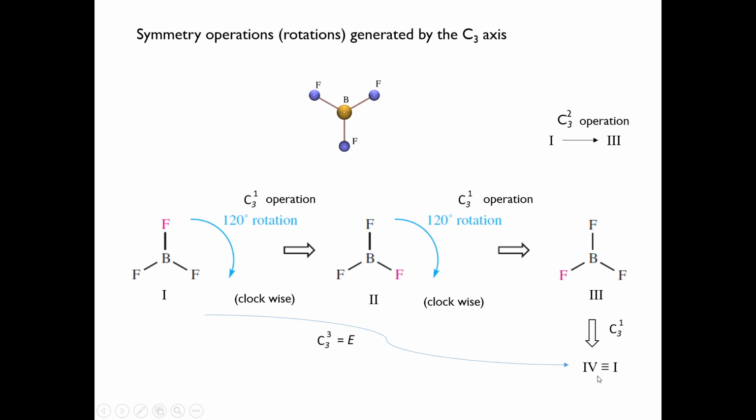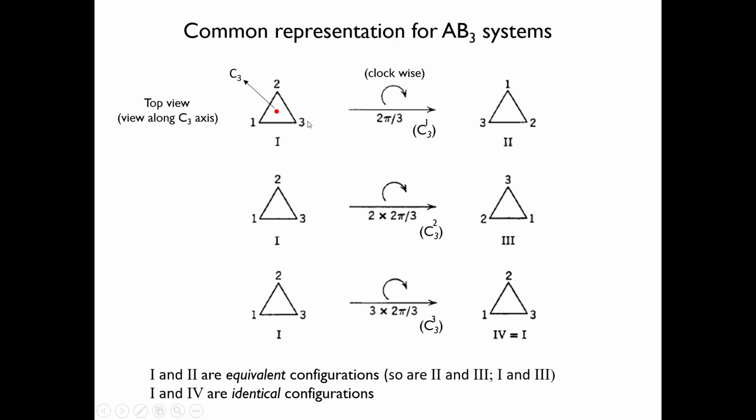So here I have told you that C3^3 is equivalent to E. Here is a representation from a textbook, a common representation for the AB3 system. If we view from the top, we assume that A is at the middle where there is a red dot, and B are present at the corners of the triangle where 1, 2 and 3 are written. So if you rotate by C3, 120 degrees or 2 pi by 3, also called the C3^1 operation, the 1 will go to the position of 2, 2 will go to the position of 3, like that. So this is an equivalent configuration.